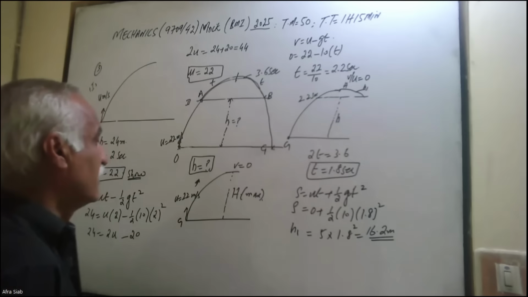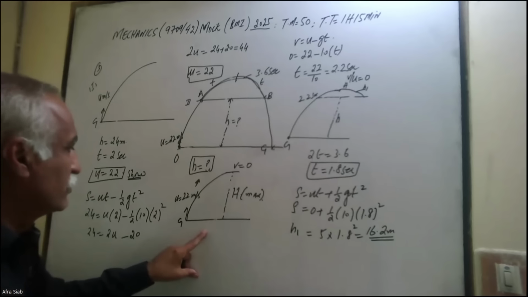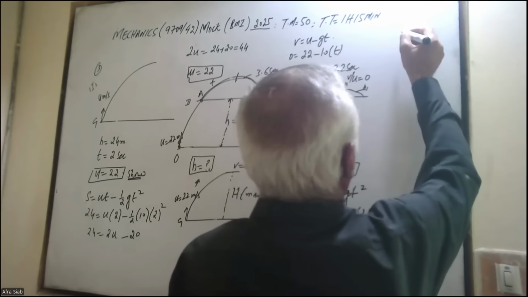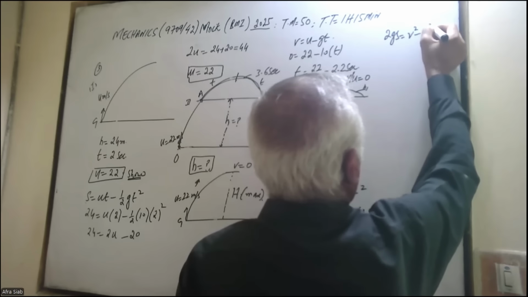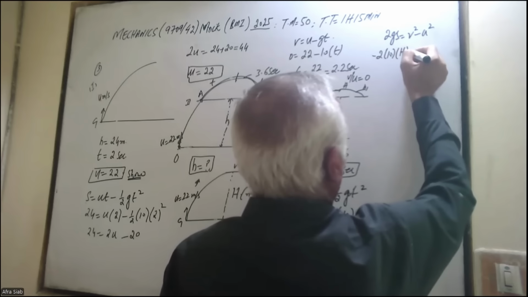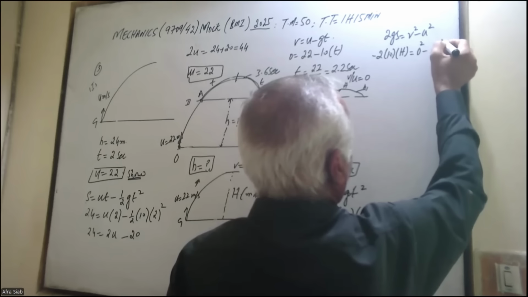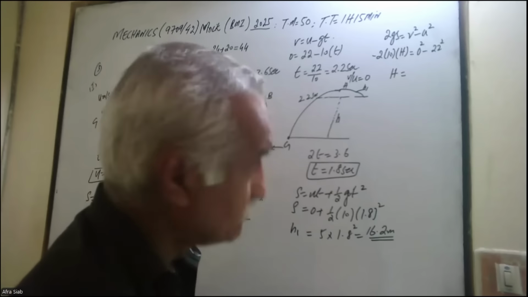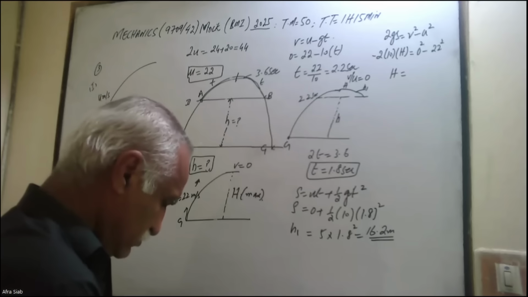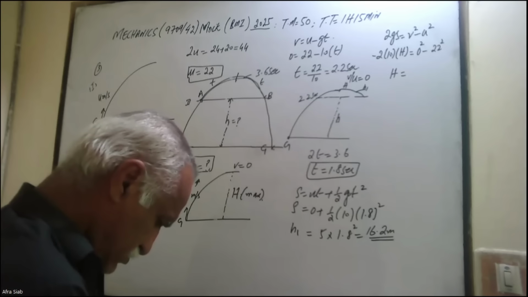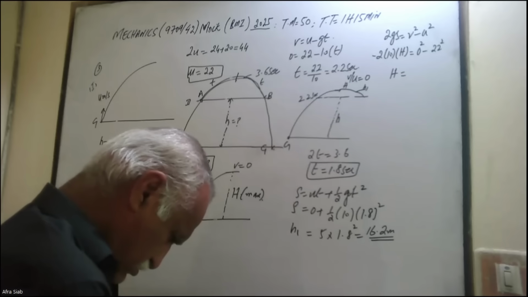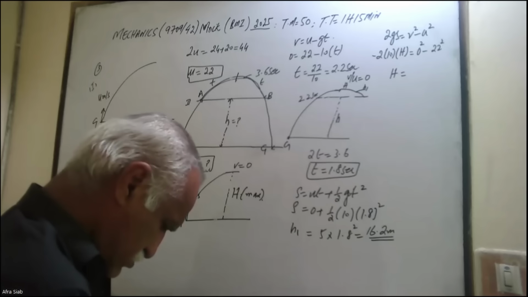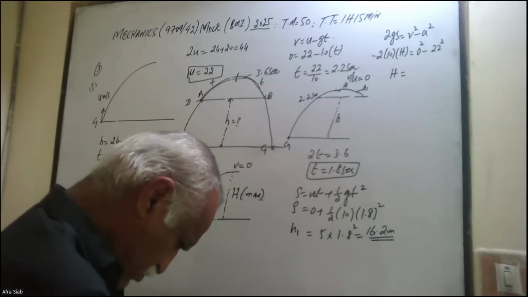Now you will calculate the total height of that object, using 2gs is equal to v square minus u square. 2, g is 10, s is the capital height H, that is equal to v square, which is 0 square, minus u square, which is 22 square. So H will be equal to 24.2.